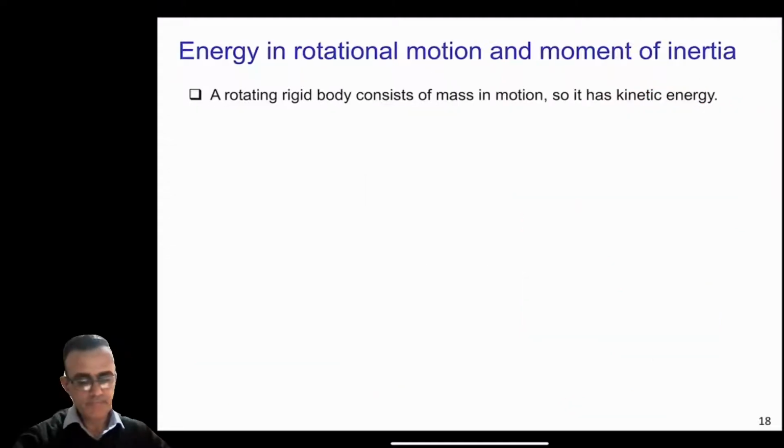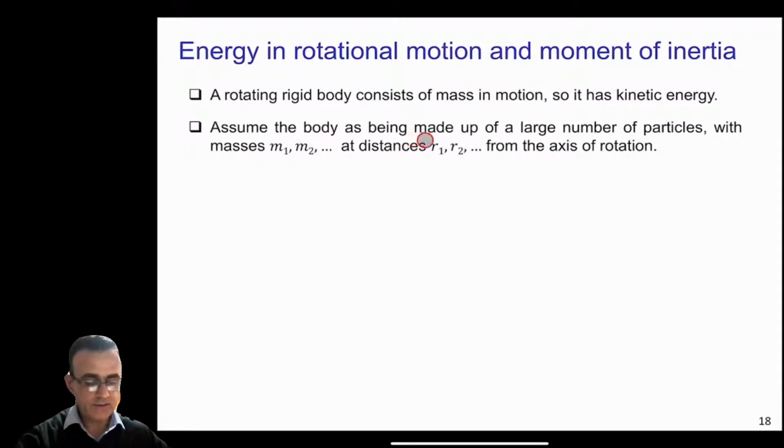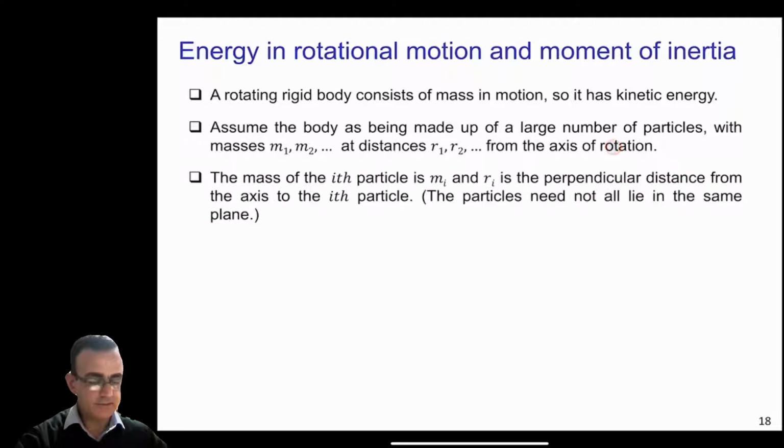Okay, so now we also would like to talk about the energy in rotational motion and moment of inertia. A rotating rigid body consists of a mass in motion, so it has kinetic energy. Now assume that the body is made up of a large number of particles with the masses m1, m2, and so on, at distances r1, r2, and so on from the axis of rotation. The mass of the ith particle is mi, and ri is the perpendicular distance from the axis to the ith particle. The particles need not all lie in the same plane.